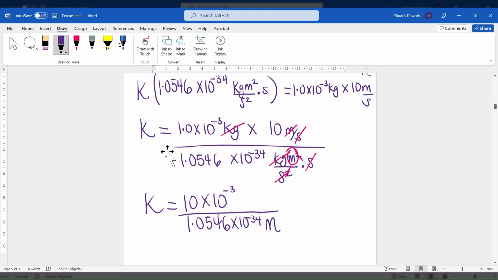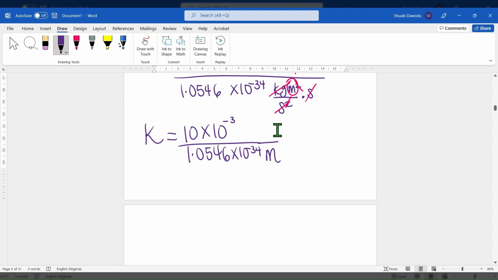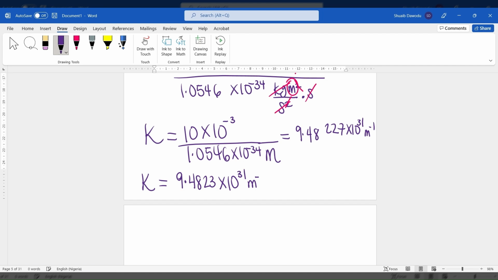So when you input this information, 10 times 10 raised to the power of negative 3 divided by 1.0546 times 10 to the power of negative 34, in the calculator, you end up getting 9.48227 times 10 raised to the power of 31 meter raised to the power of negative 1. So K is equal to 9.4823 times 10 raised to the power of 31 meter raised to the power of negative 1.